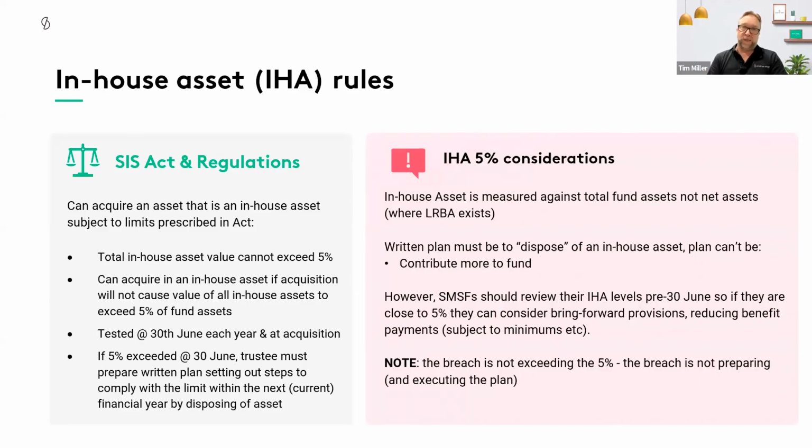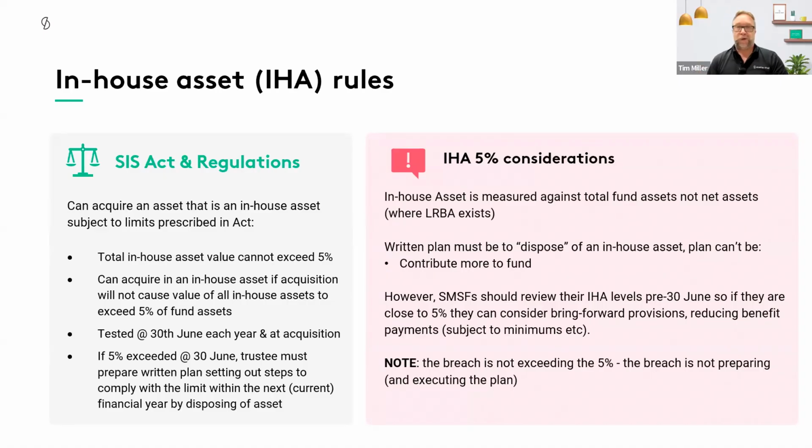If you're above 5%, the legislation requires the trustees to put in place a written plan by the end of the next financial year that identifies which in-house asset will be disposed of to get the assets back below that 5% limit, right? So it's a very specific set of plans that have to be written, and that is what assets are you disposing of to get yourself below that 5% rule.